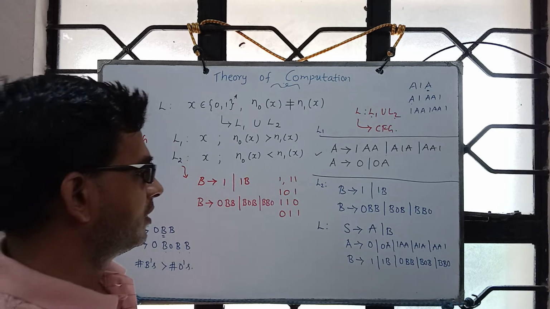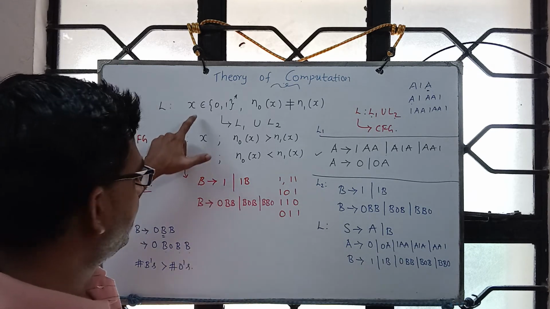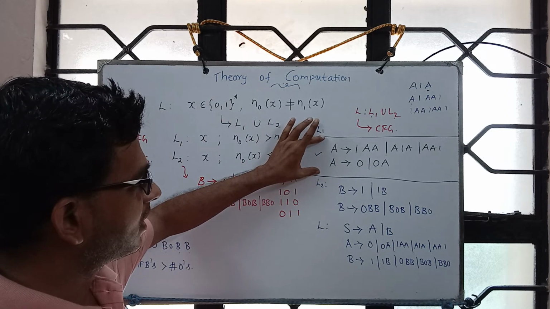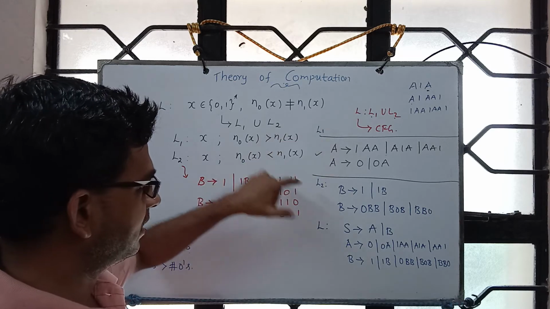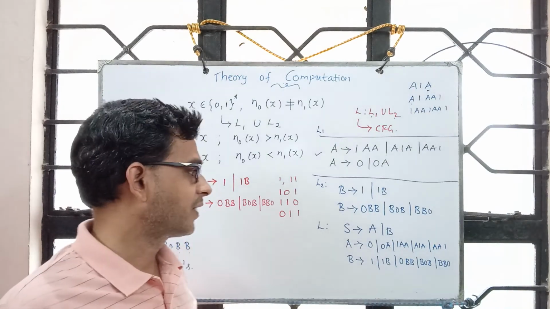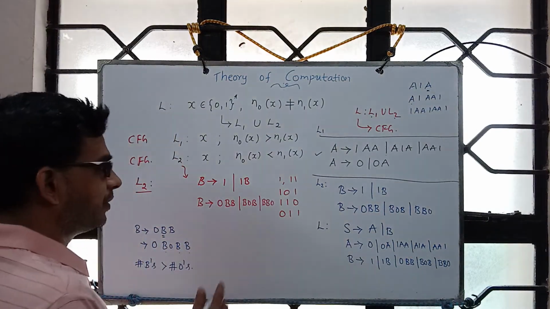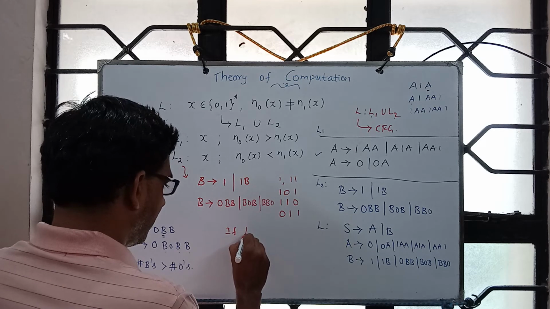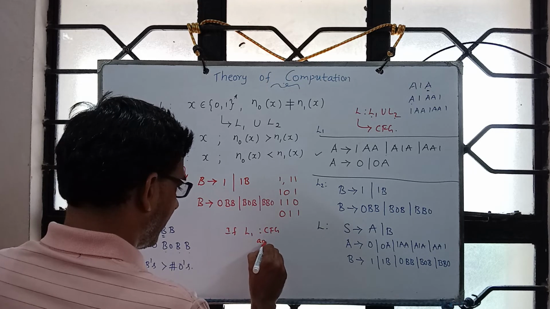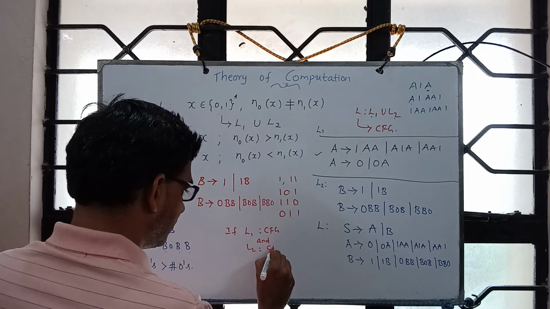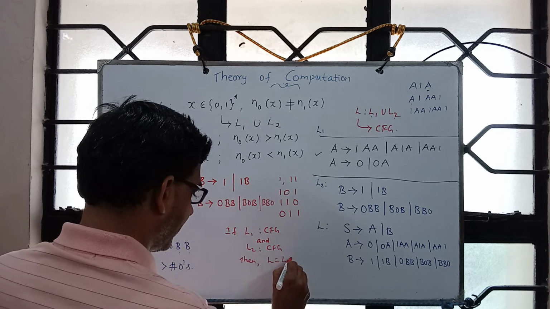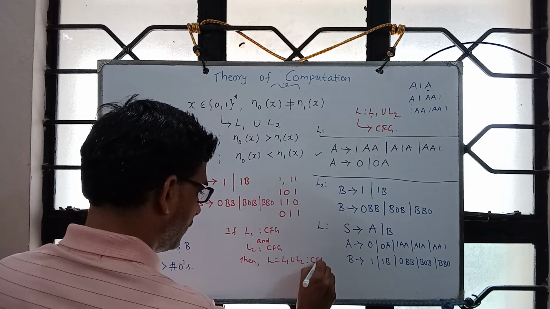Fine. So now this clearly tells you an arbitrary string can come from this or this, and we know how to generate the one satisfying the first condition and the one satisfying the second condition. You just have to combine this. Now this clearly tells you if L1 is a CFG and L2 is a CFG, then L equals L1 union L2 is a CFG.